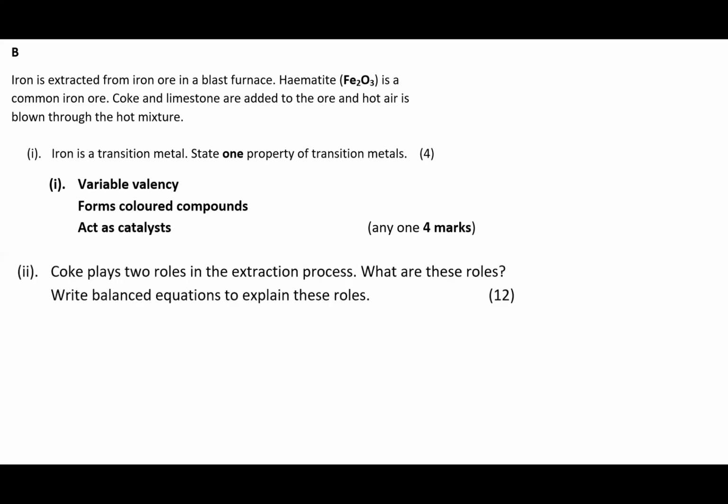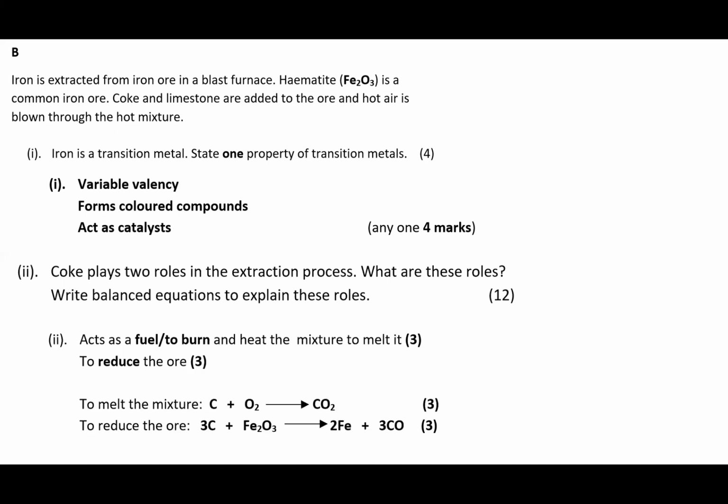Coke plays 2 roles in the extraction process. What are these roles? And write balanced equations. So it acts as a fuel, or it burns or heats the mixture to melt it so that you can reduce the ore. So melting the mixture is C plus O2 to give you CO2, and reducing the ore, C plus Fe2O3 gives you 2Fe plus 3CO. So you have your 12 marks there for those 4 different points.